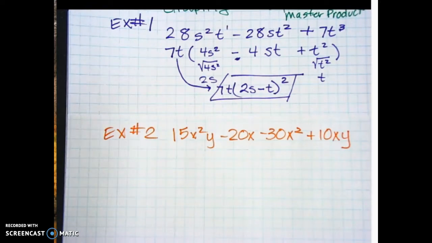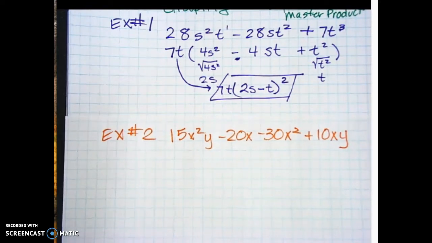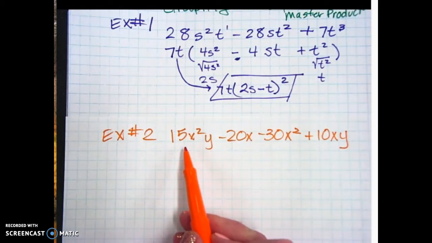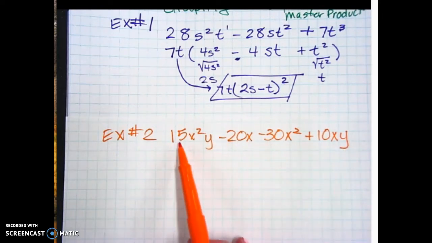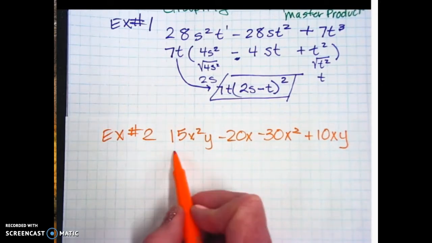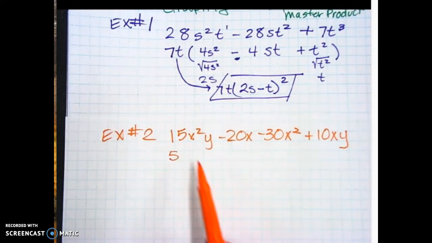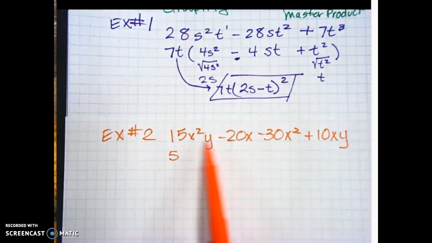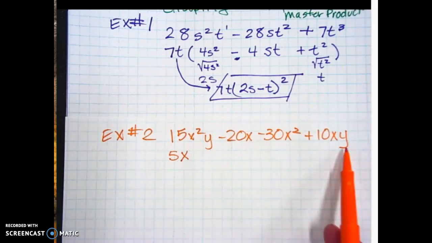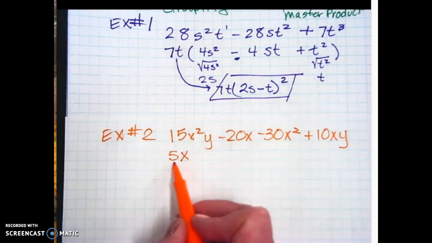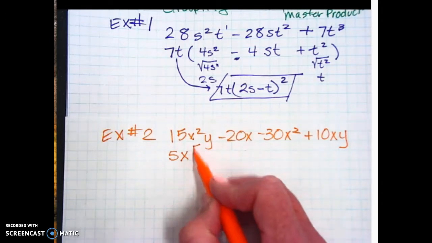All right, first we want to look for GCF, right? Greatest common factor. So look at all 4 of your terms, right? You've got 1, 2, 3, 4 terms. So what is the numeric GCF? 5. And then we've got 2 variables. So let's check the x's first. X to the first is in all of them. Is y in all of them? No. Okay, so the GCF is 5x.